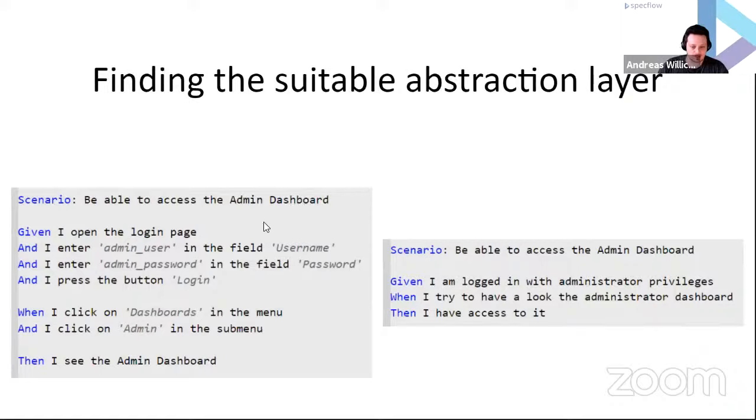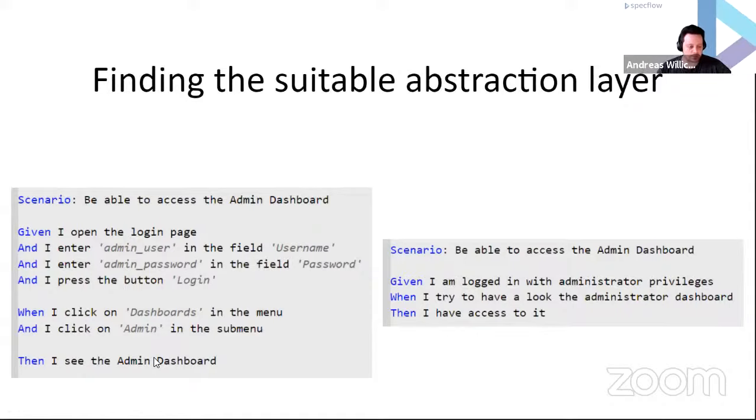What is quite hard at the beginning is finding a suitable abstraction layer. Let's have a look at the left side. The scenario is called be able to access the admin dashboard, and we have quite a verbose scenario. Given, open the login page, then you enter a username in a field, you enter the password in a field, you press a button to log in, then you click on dashboards, you click on admin, and then I see the admin dashboard.